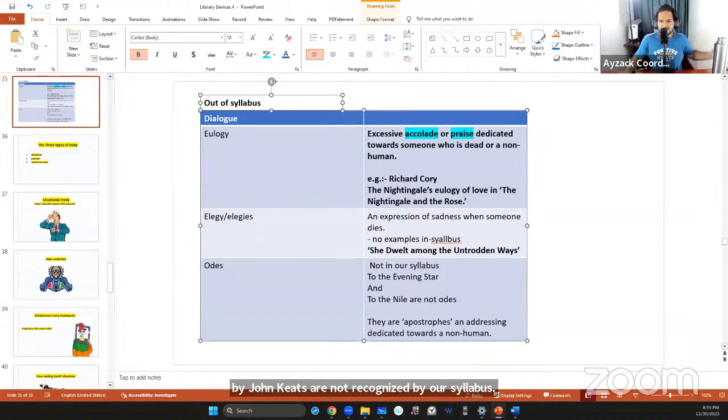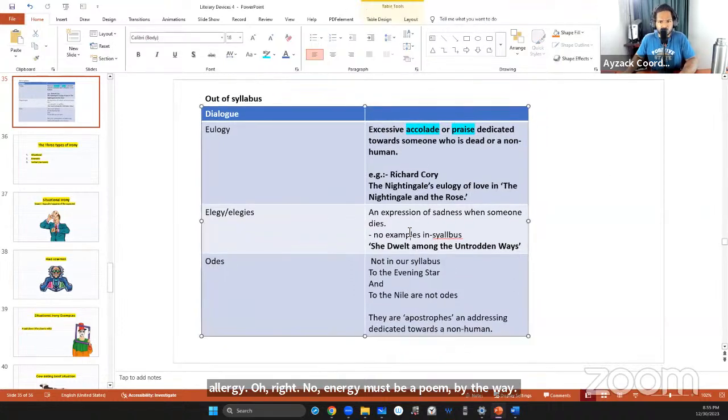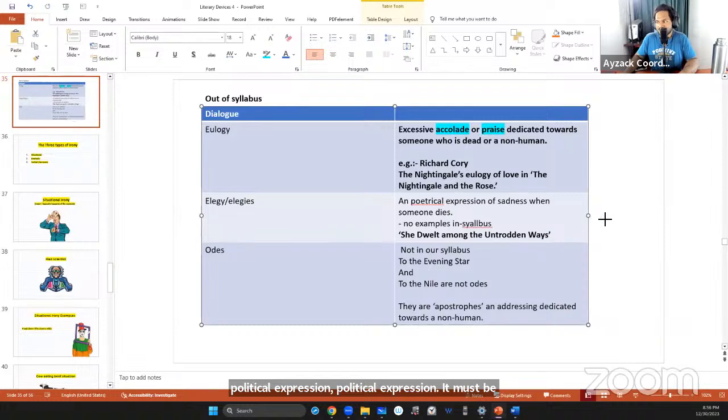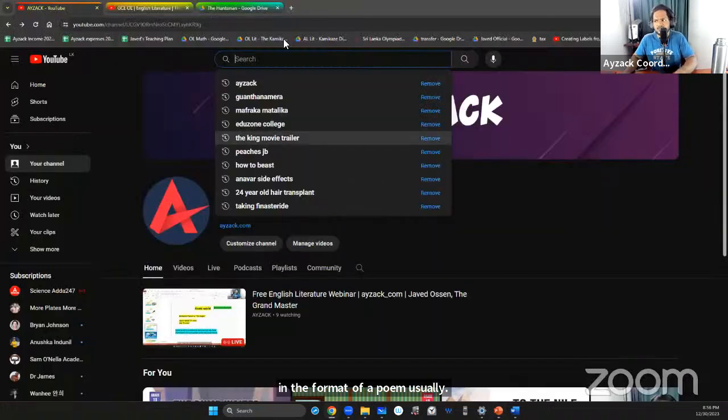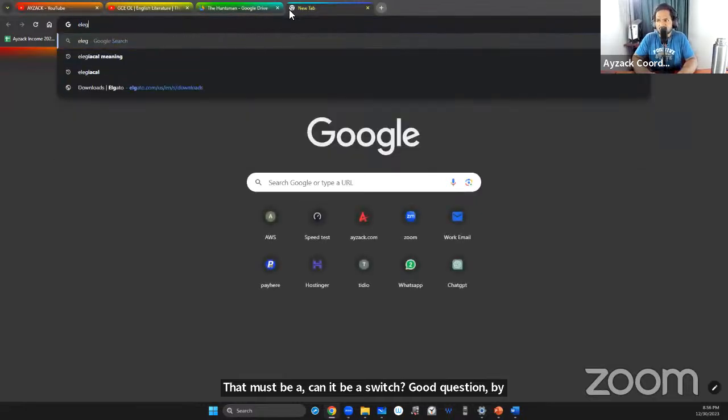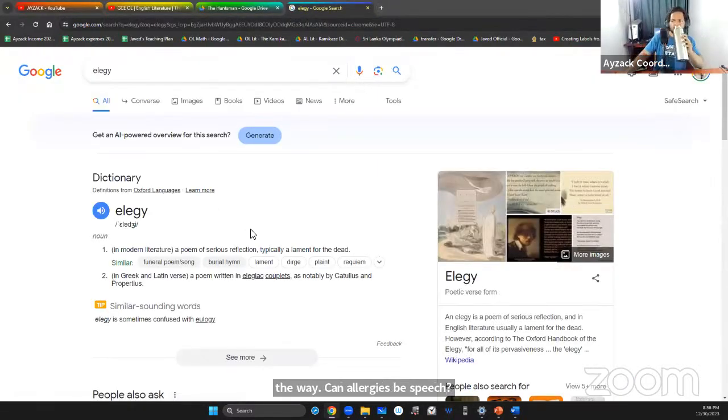Can you believe that? No, Nikolai Mihalowicz can't be an elegy because he's not praised, right? You must praise someone. Now, Richard Cory is an elegy, I'll tell you why. Not elegy. Oh, elegy, right? No, an elegy must be a poem, by the way. A poetical expression. Good question, by the way. It must be in the format of a poem, usually. Can it be a speech? Can elegies be speeches? Let's double check that. Elegies must be poems, by the way.